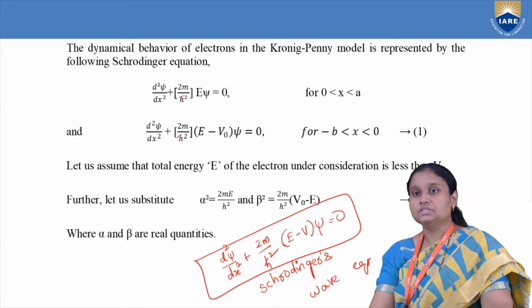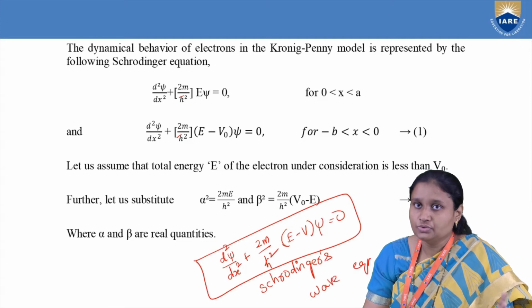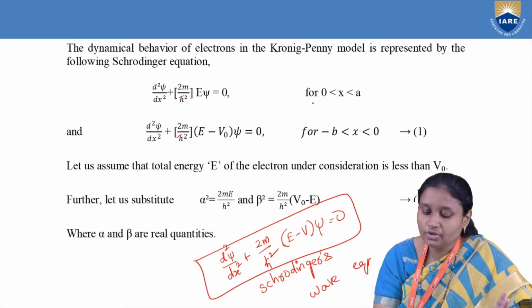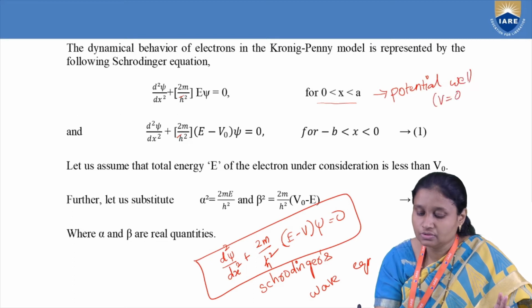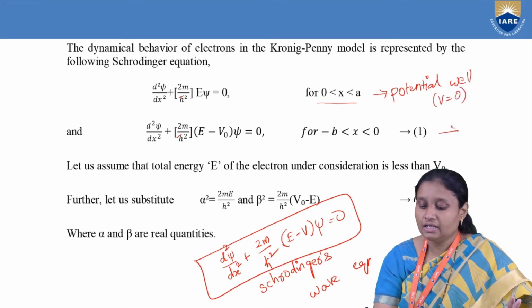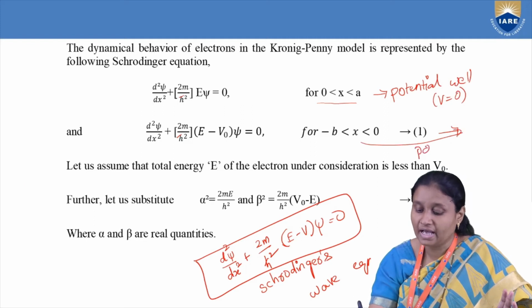So this is our Schrodinger's wave equation. Now I'm going to apply it to two regions. What are those two regions? One, when your electron is inside the potential box or potential well. In case of the potential well, V is equal to 0. Whereas this particular region is our potential barrier. And when our electron is near this potential barrier, its potential is V naught.